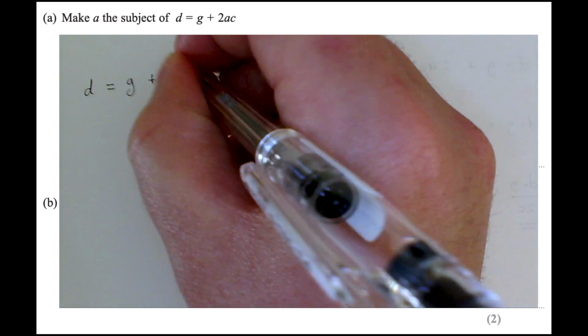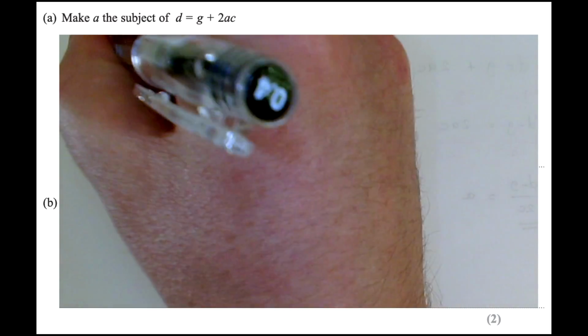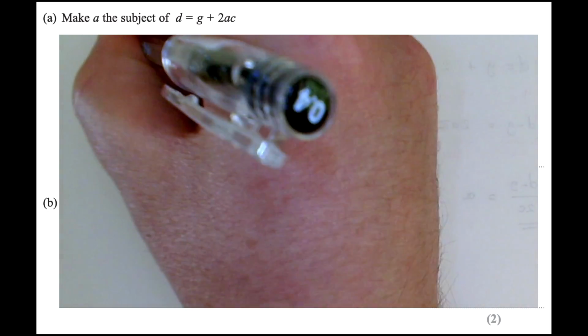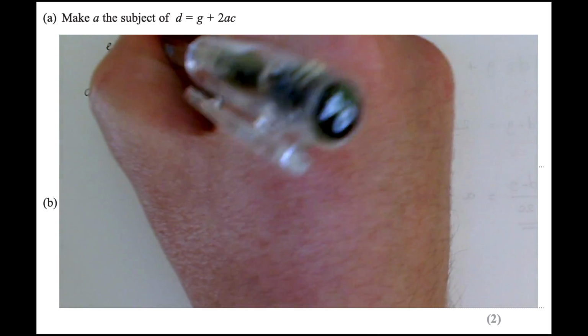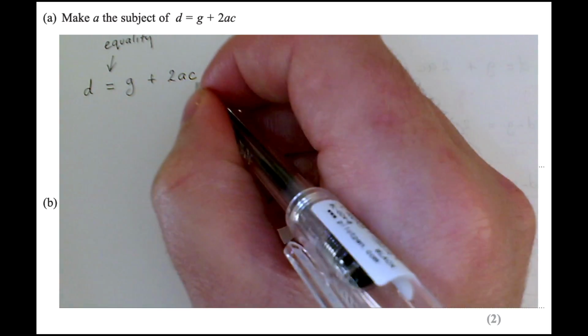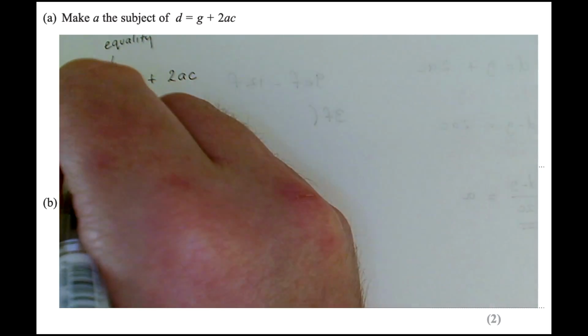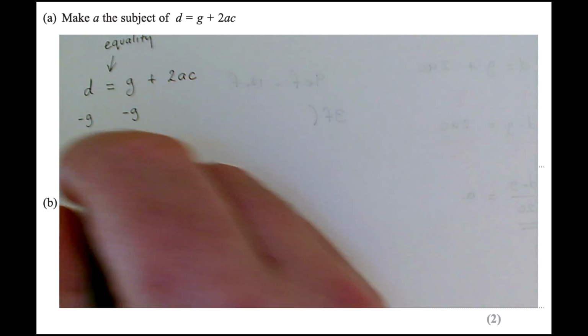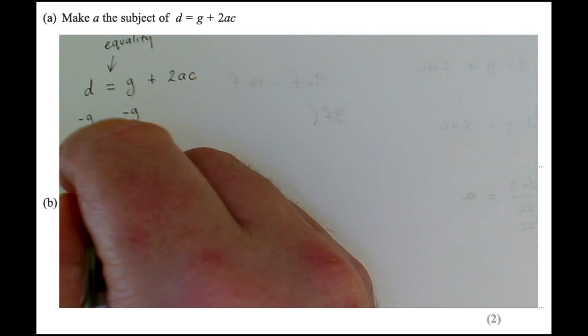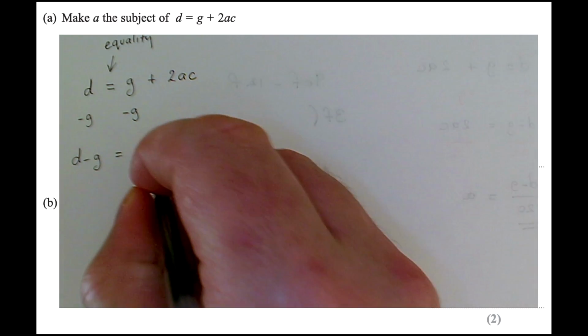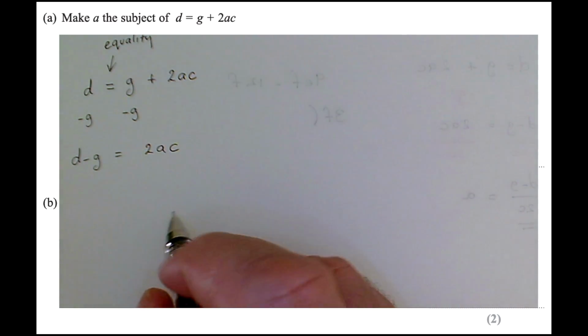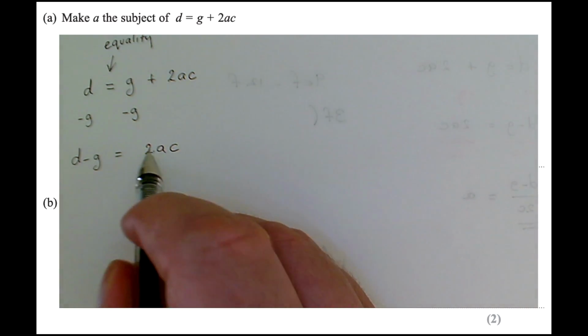That word equals means equality. The idea being what you do to one side of the equation, you must do to the other side. So we want to get A by itself. I hope you agree that the first thing in the way is that G on the A side. Let's take it away. But of course, if I take it away from the right hand side, I must take it away from the left hand side, which is why I'm writing D take away G equals 2AC.